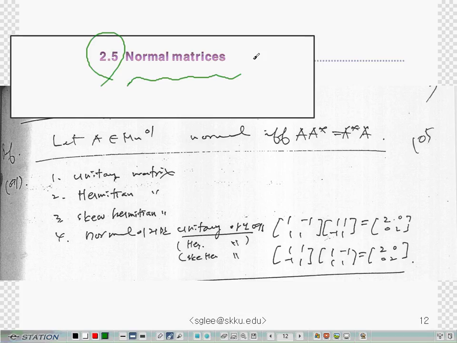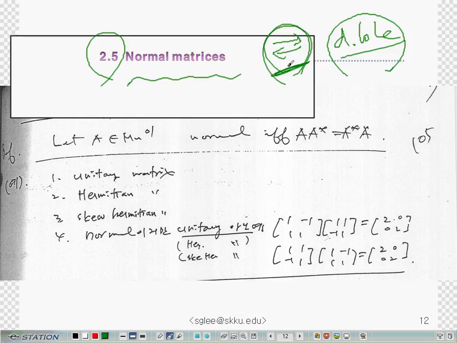A normal matrix is so important because this gives us an if and only if condition for diagonalizability. Many mathematicians worked hard to find the necessary and sufficient condition for the diagonalizability of a given matrix. This was the answer. Okay, normal matrix. Here, definition.